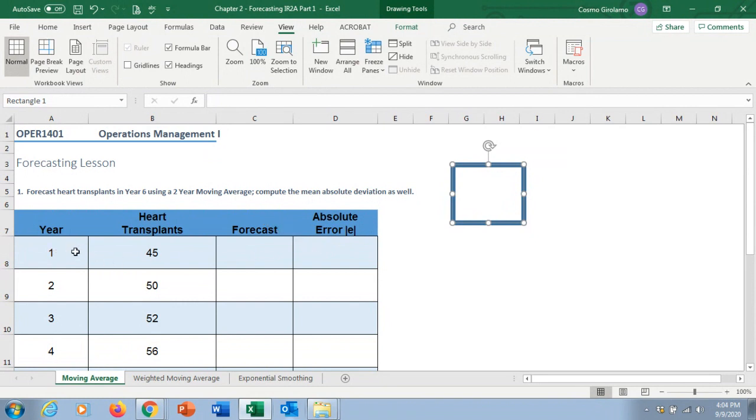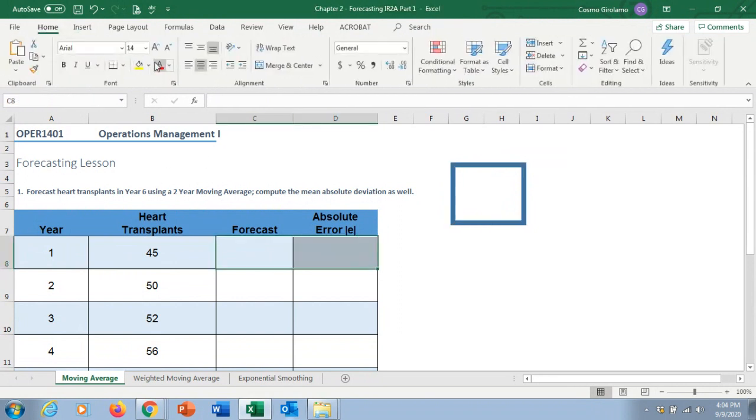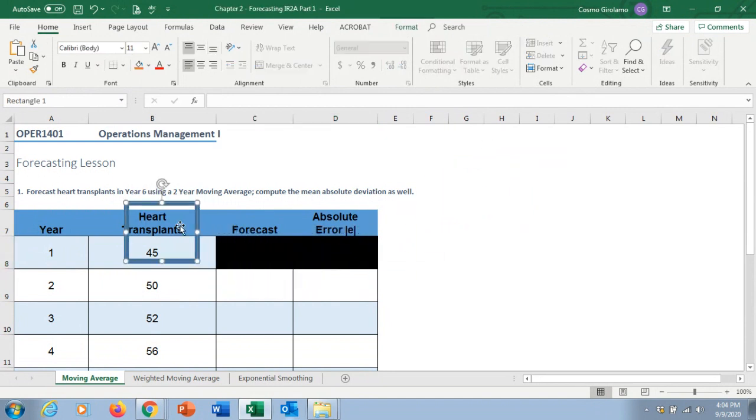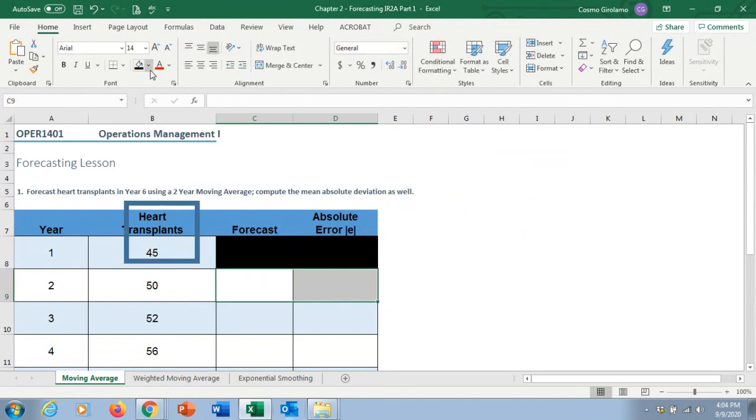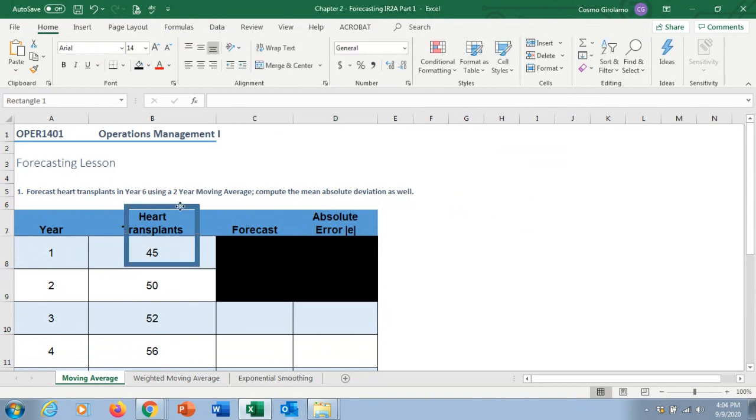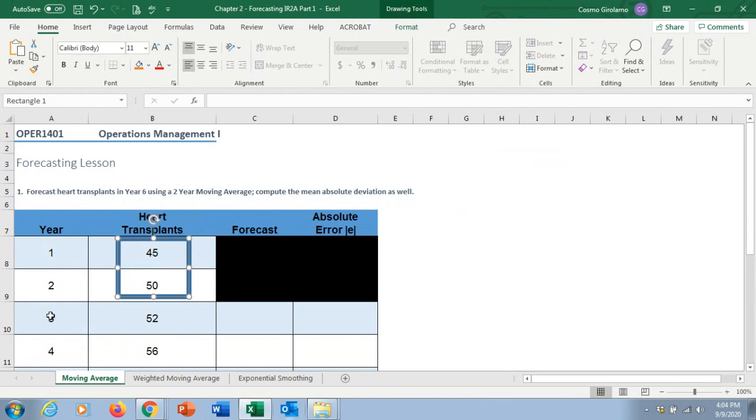Well, if I'm in time period 1, I don't have 2 past years, so I can't make any forecasts. So there's nothing to fill out here. I come in year 2, and in year 2 I only have 1 past data point, so I can't make a prediction here either. But now, if I come in year 3, in year 3 I can make a prediction because I have 2 past years of data, which is what I need.